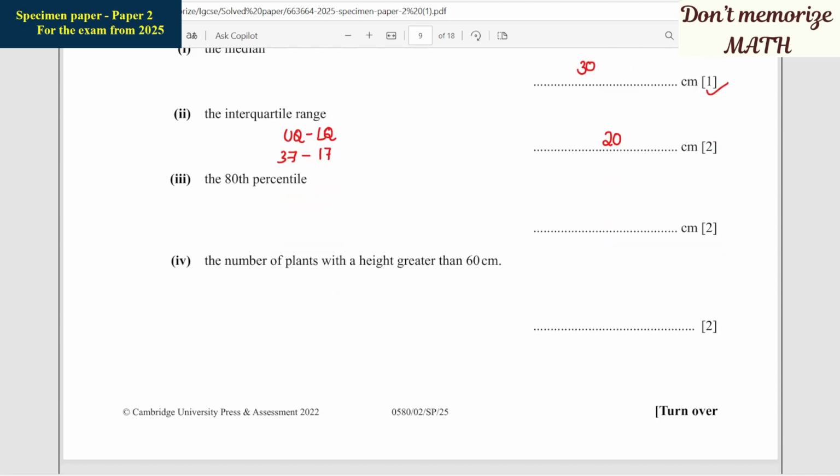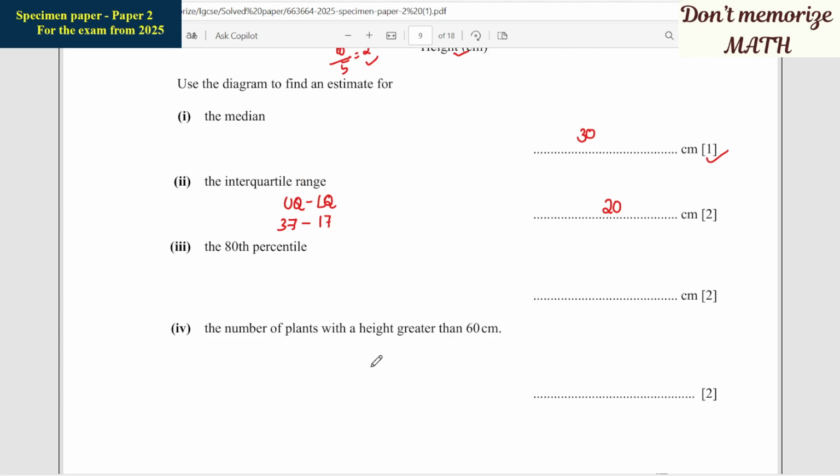So we will move to the next part, the 80th percentile. Okay, percentile, just think about percentage. How do we find percentage? 80 over 100, right? It is the same. 80th percentile means take 80 over 100 of N. What is capital N? Capital N is 400. Okay, so cancel the zeros. We have two zeros. Then 80 times 4. 8 times 4 is 32. So we have 80, so 320.